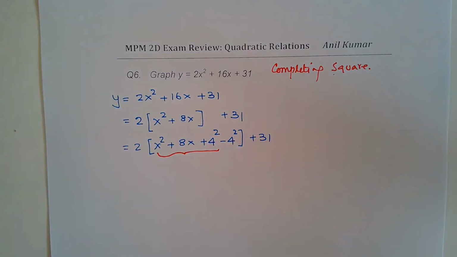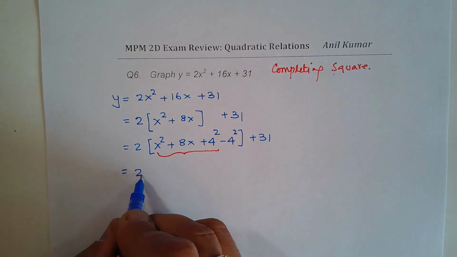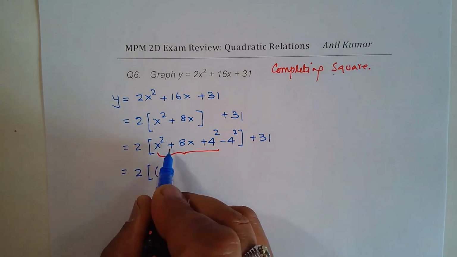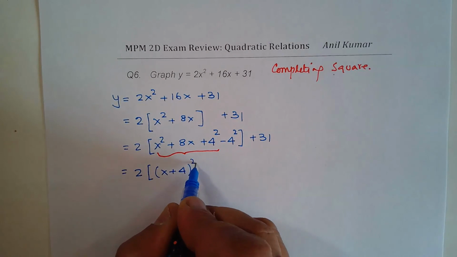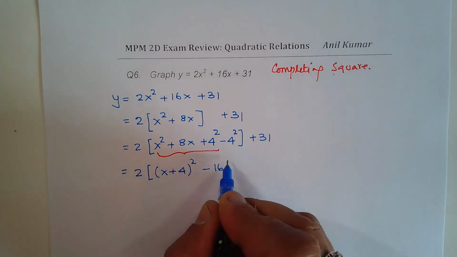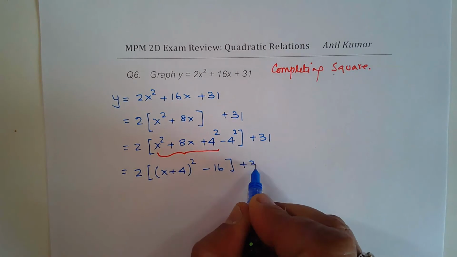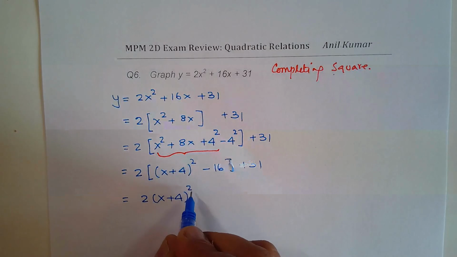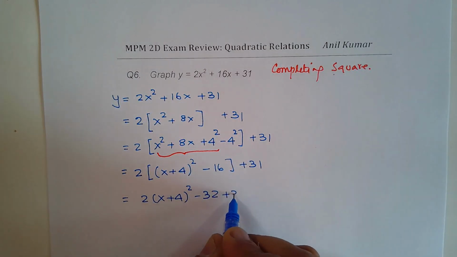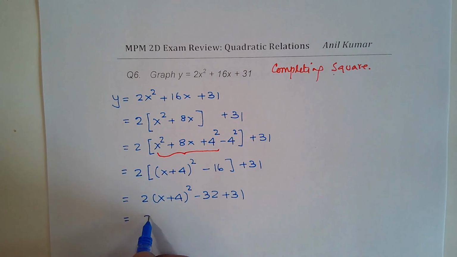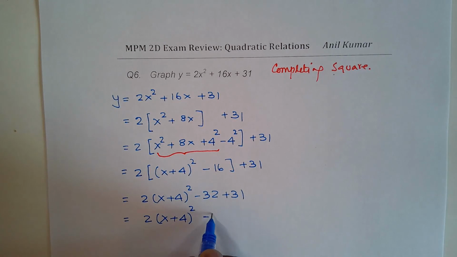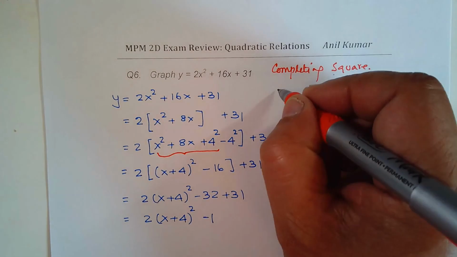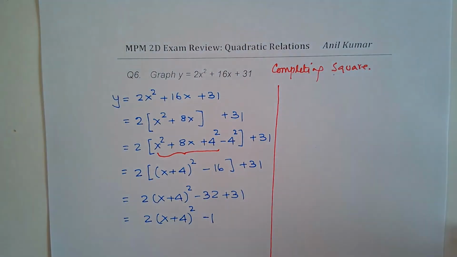So we could write this as 2 times (x plus 4) whole square minus 4 square, which is minus 16, plus 31. Now let's open the bracket. So we get 2 times (x plus 4) whole square minus 32 plus 31. We can combine the last 2 terms, which are constants. So we get 2 times (x plus 4) whole square minus 1. Now that is the vertex form from where we can actually read the vertex and then sketch the graph.